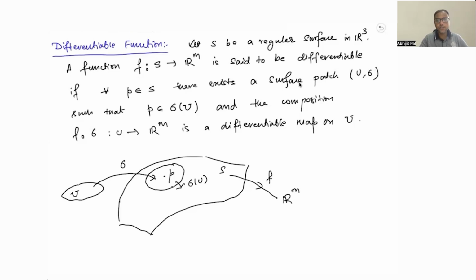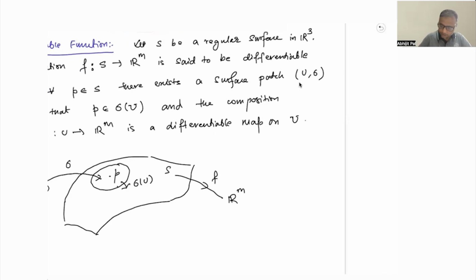In the last class we have also seen that this definition is well defined in the sense that if I change the surface patch, suppose (V, psi) is another surface patch such that p belongs to psi(V), then f compose psi is again differentiable. So this definition is well defined. Now let me give some examples.